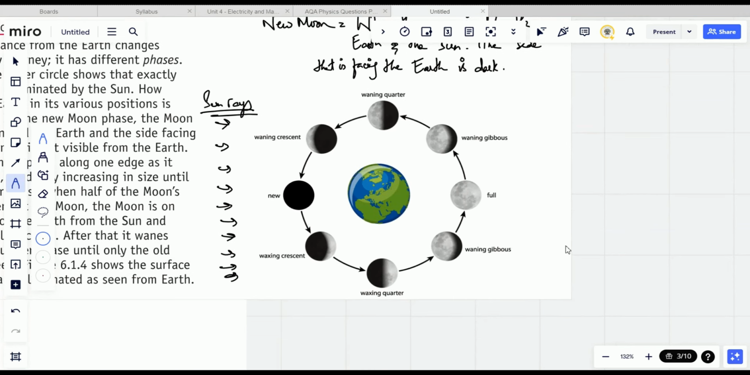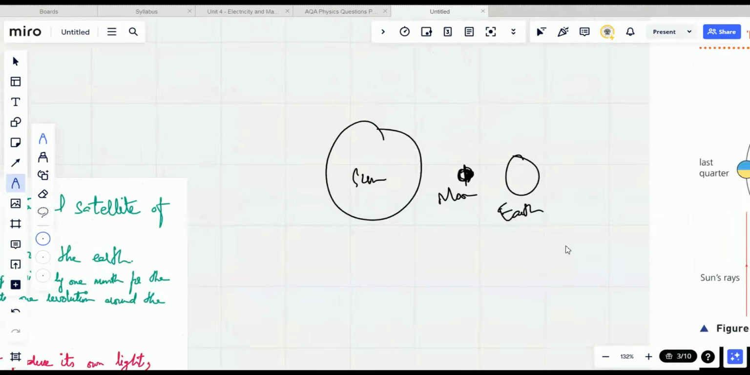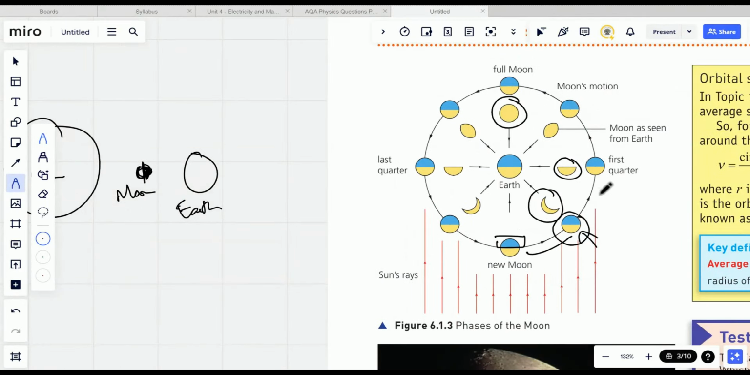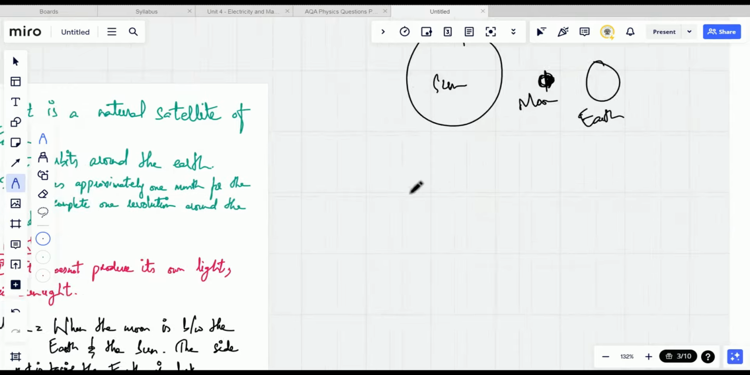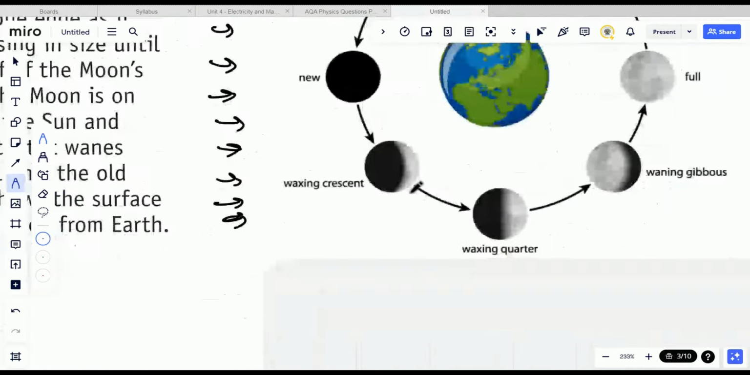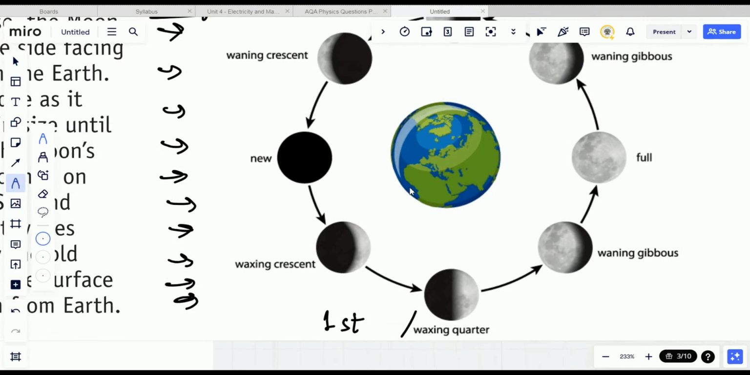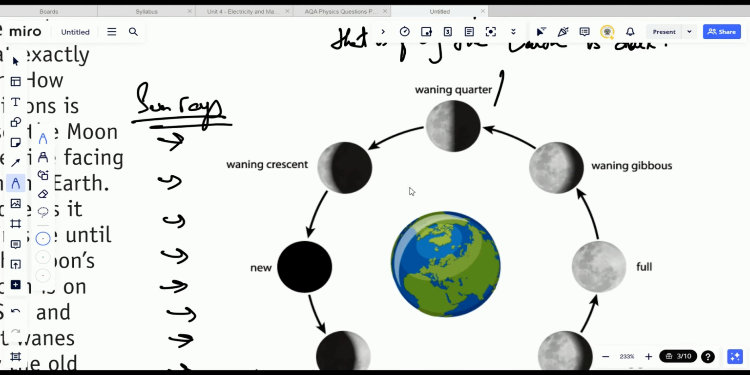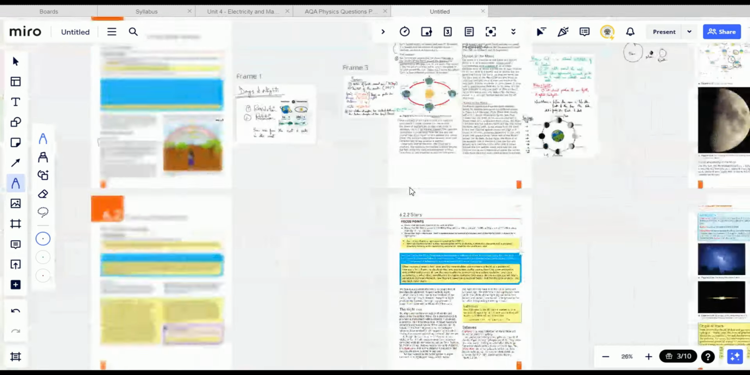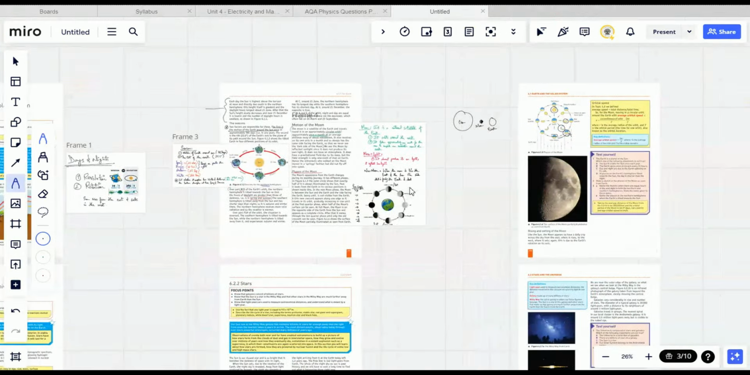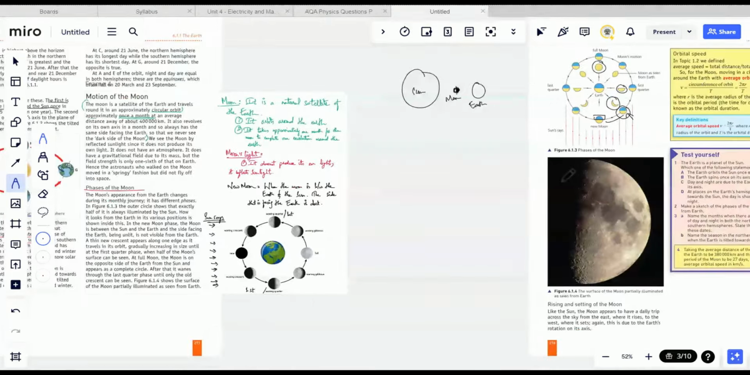Waxing quarter, waning quarter are the first quarter and the last quarter. This is the first quarter, this is the last quarter. I'll write it here as well. This is your first quarter. This is your last quarter. Okay?